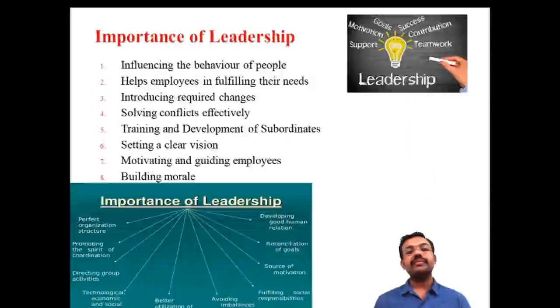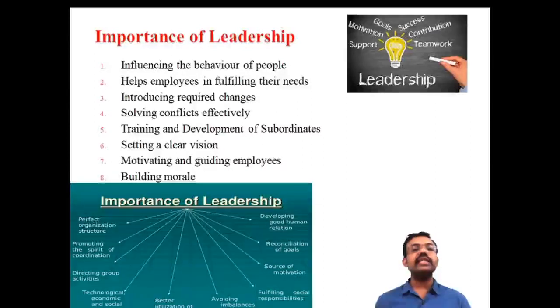Okay, and what is the importance of leadership? Suppose you are practicing leadership in an organization, so we have a lot of benefits. What are the importances of leadership? Definitely, leadership helps achieve the organization's goals and provides motivation, contribution, and teamwork. And we're discussing the importance of this leadership.